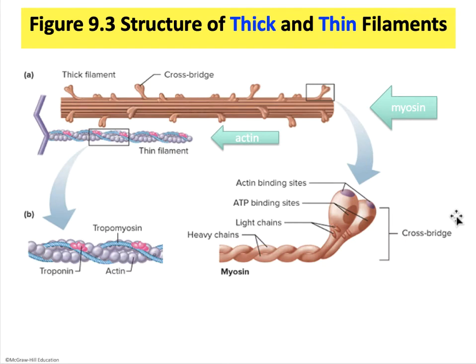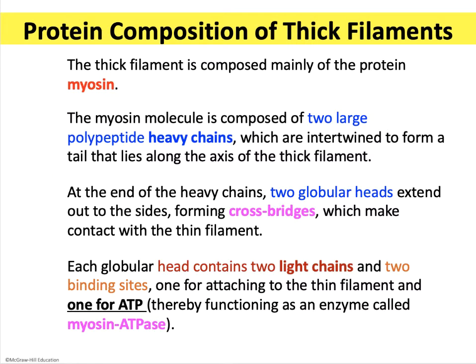If we revisit figure 9.3, we can see that these are the heavy chains in light brown, and the light chains are here in slightly darker shades. The heads have two binding sites, one for actin at its tip and the other for ATP. This particular region of the myosin heavy chain also has an enzymatic function called the myosin ATPase. This domain is able to break down ATP into ADP.